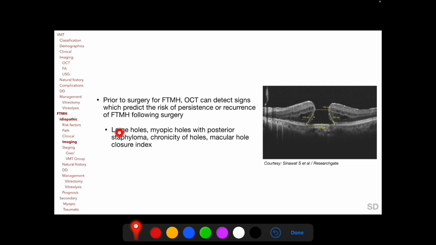These include large macular holes, myopic holes with posterior staphyloma, chronicity of holes, and indices which predict closure of the macular hole, such as macular hole closure index, which is the sum of the photoreceptor arms at the hole edges divided by the basal diameter of the hole.